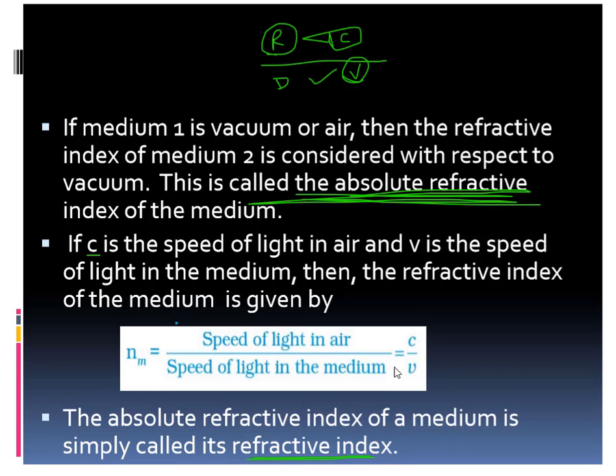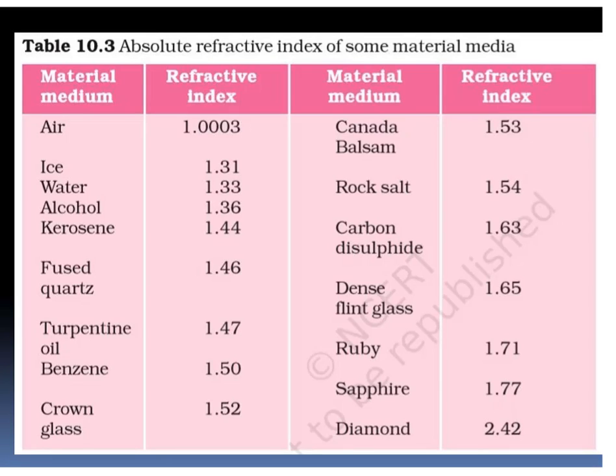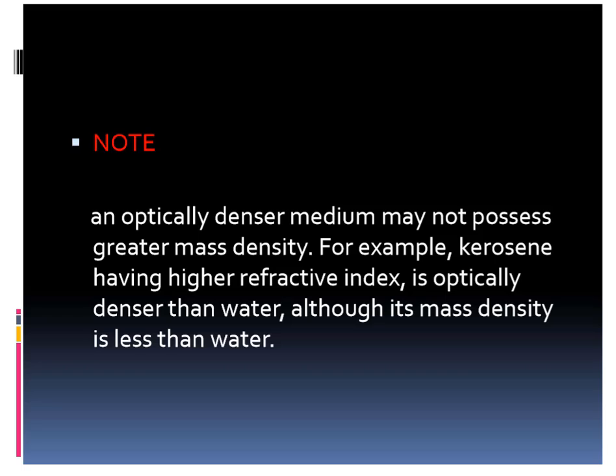So for that particular medium, this is also known as the refractive index of that particular medium. Now there are certain refractive indices given for different materials, although this is not required to remember, but still you can go through this. There are some notes. An optically denser medium may not possess greater mass density. For example, kerosene having higher refractive index is optically denser than water, although its mass density is less than water.